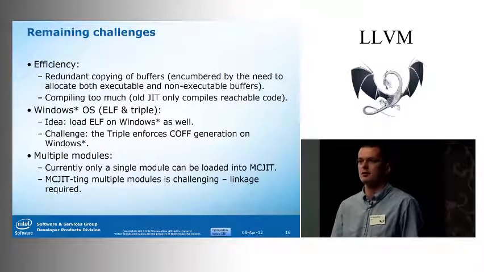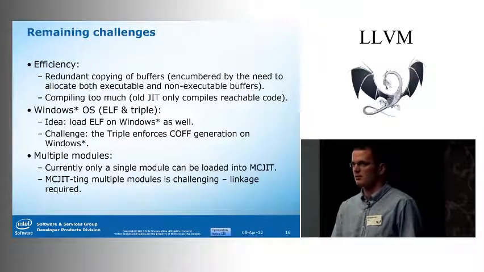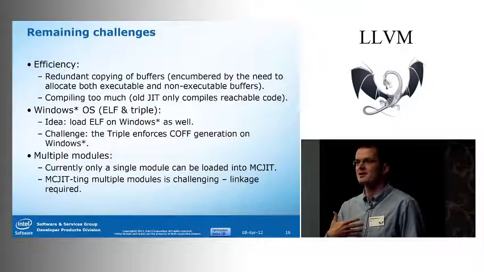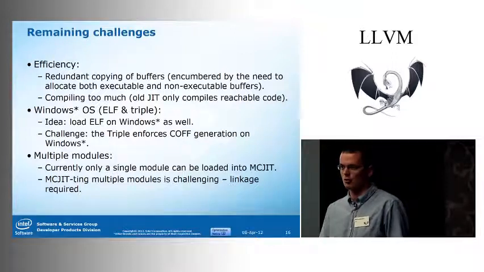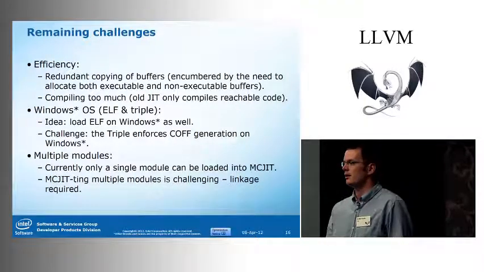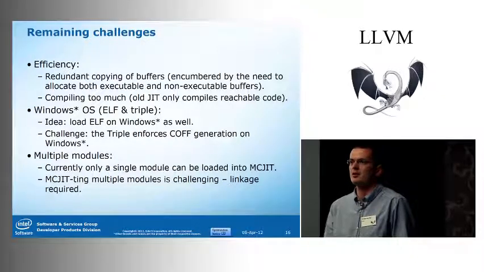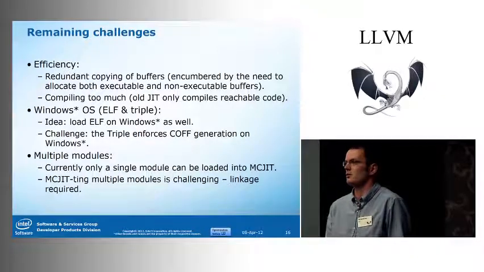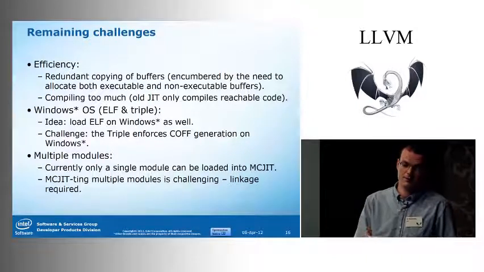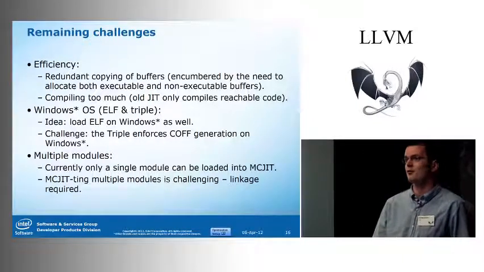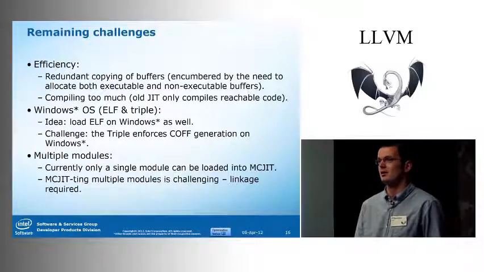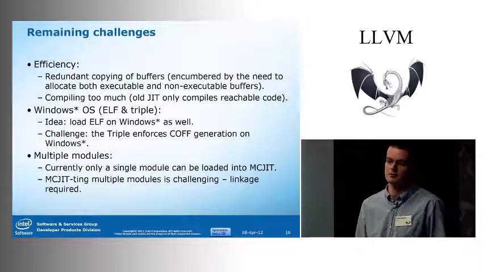This is JIT after all, right? So JIT just generates a blob of executable code without any structure or official formatting. So there is no real reason why ELF can't be JITted on Windows. What makes it hard is that the LLVM triple enforces COFF generation on Windows. It detects the platform and generates COFF.